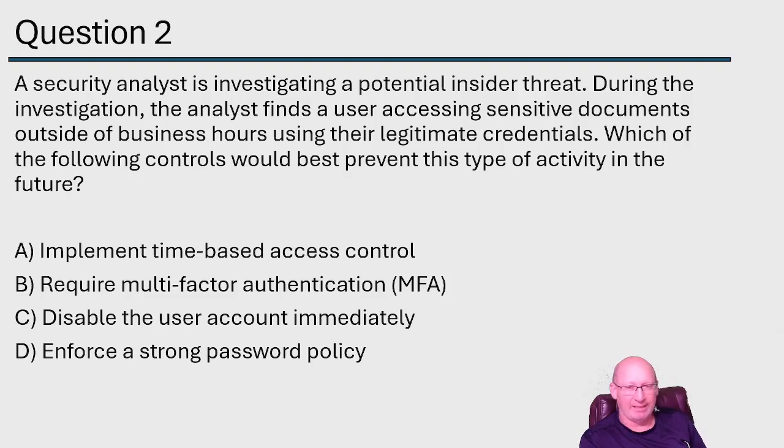Okay, let's jump right into this one. I've been accused of spending too much time in between my questions. You can always pause the video. A security analyst is investigating a potential insider threat. During the investigation, the analyst finds a user accessing sensitive documents outside of business hours using their legitimate credentials. Which of the following controls would best prevent this type of activity in the future?